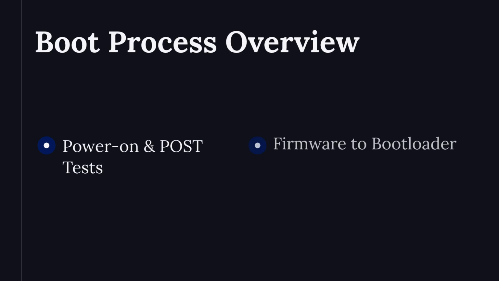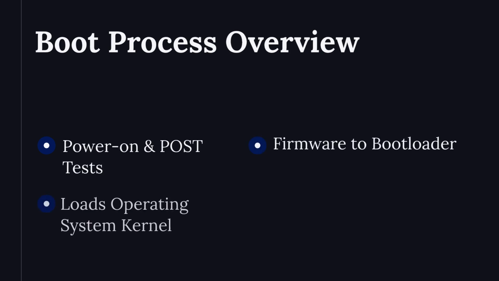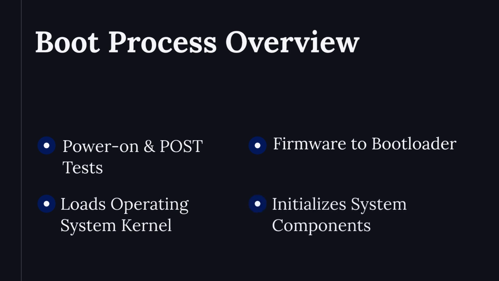The boot process loads the OS into RAM for execution. It begins with the power-on and POST hardware tests. Firmware then hands off to the bootloader, which loads the OS kernel. The kernel initializes system components and mounts the root file system. Finally, the init system starts services and presents the login screen.